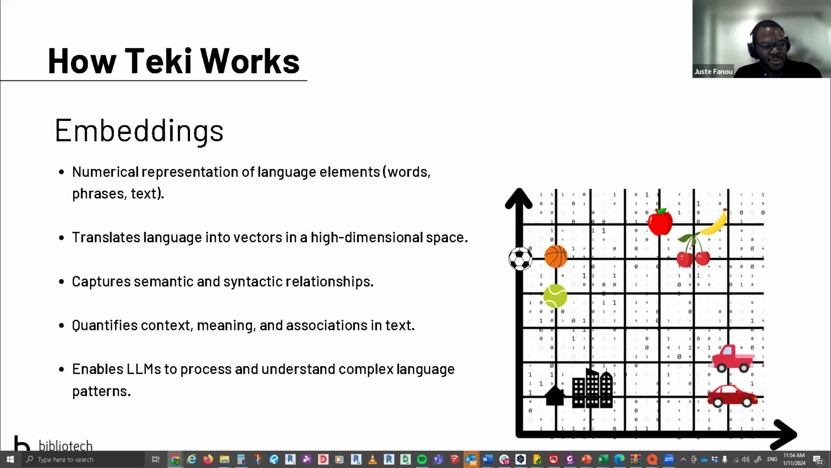Right, so embeddings are a numerical representation of language elements, i.e. words, phrases, text, etc. They translate language into vectors in high dimensional space. Again, I'm showing this in 2 dimensions for the purposes of explaining what we're doing, but some of the embedding models have hundreds, if not thousands, of dimensions. And during this process, the model is able to capture semantic and syntactic relationships. So it's starting to understand that all these balls are associated with sports, all these are associated with fruits, all these are associated with buildings, etc. So that enables LLMs to process and understand complex language patterns.